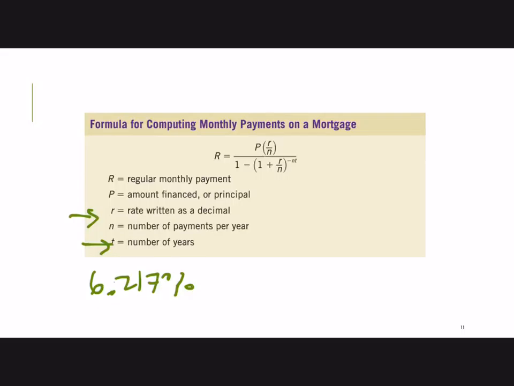So we're using R to stand for the regular monthly payment. P is still for principal, little r is for rate, N is the number of payments per year, and T is the number of years.